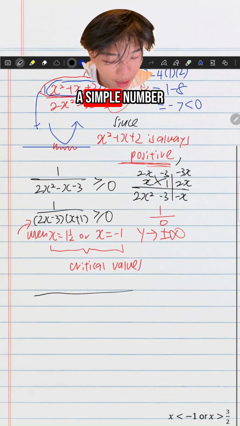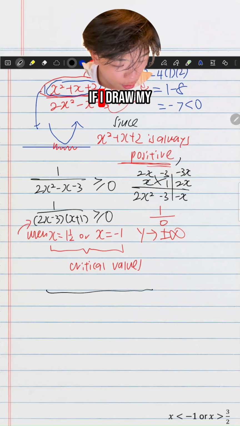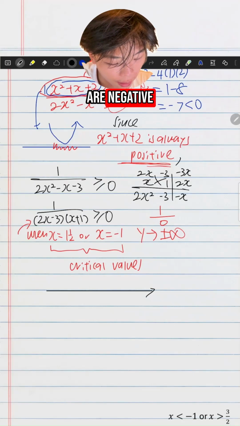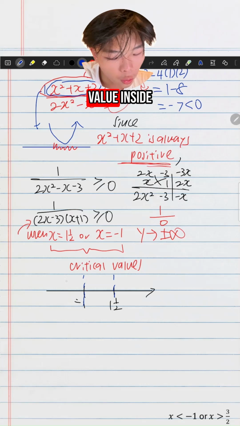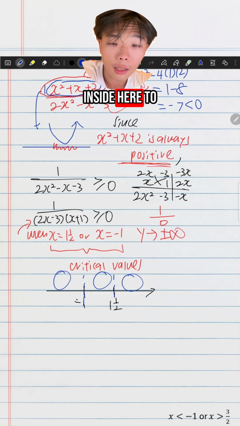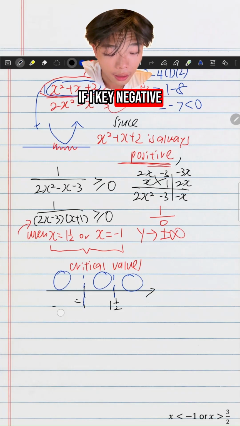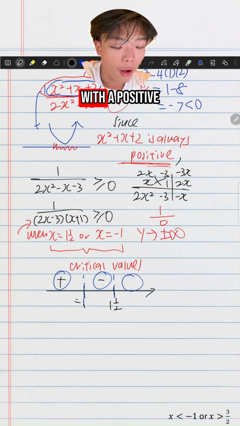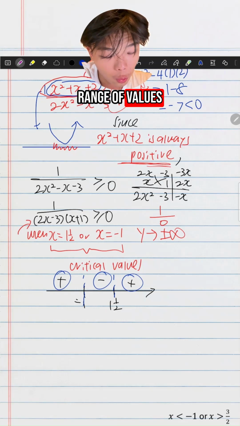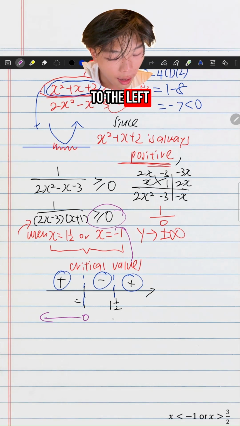Now that I know these two are my critical values, and I don't know how the graph actually looks like, I will draw a simple number line and label my critical values, negative 1 and 1.5. Then I just need to key into my GC a value in each region to figure out the signs, whether it's plus or minus. For example, if I key negative 2, I'll get a positive value. If I key 0, I'll end up with a negative value. And if I key 2, I'll end up with a positive value. Therefore, the range of values answering the question, which is bigger than or equals to 0, will be from here to the left and here to the right.